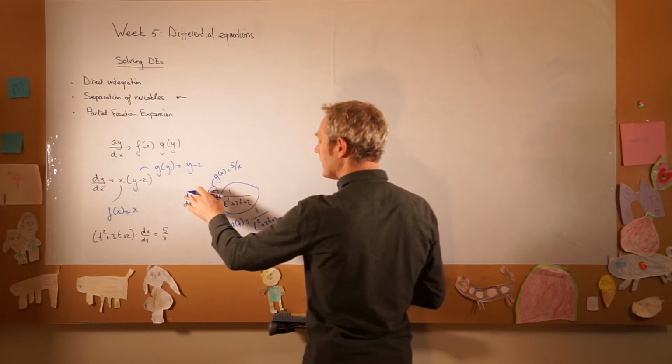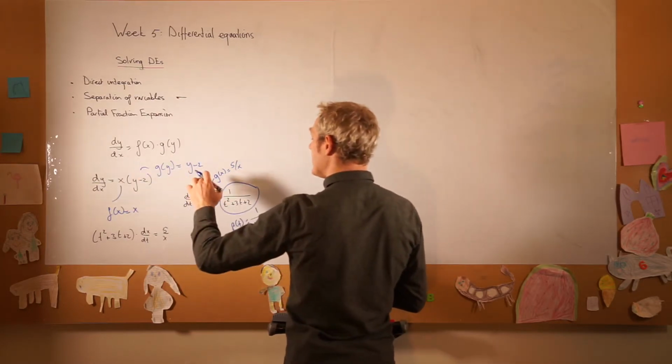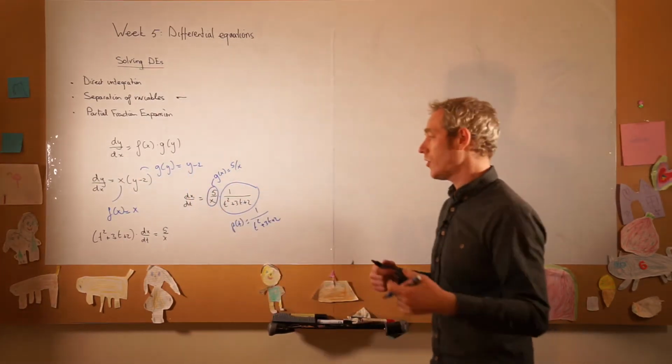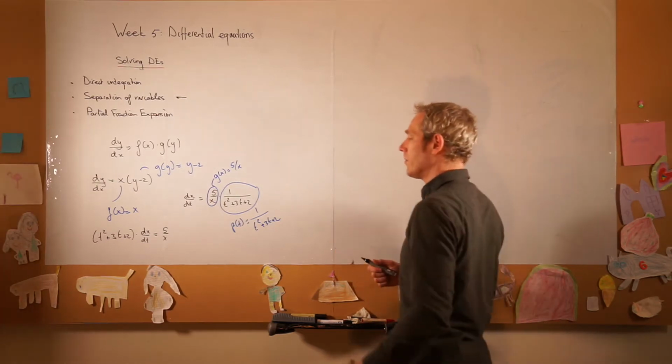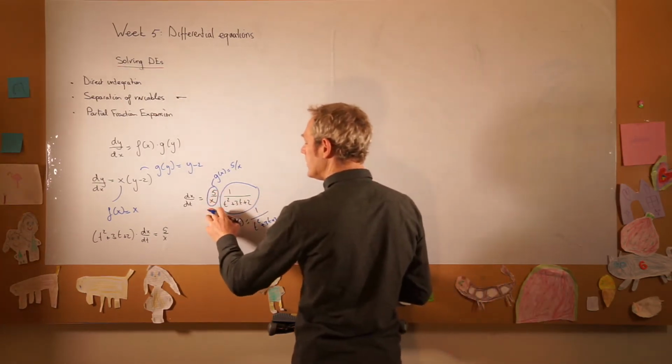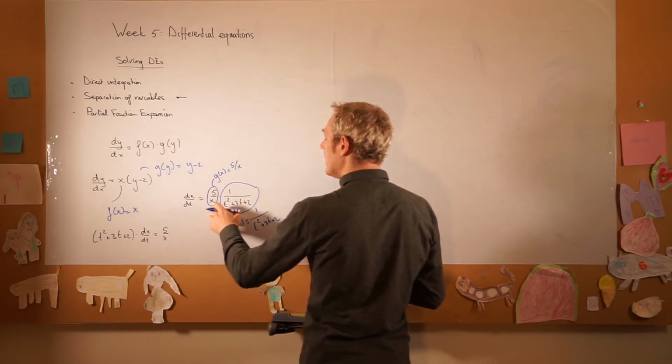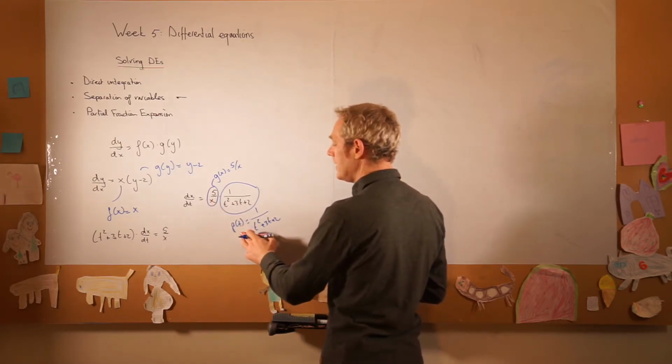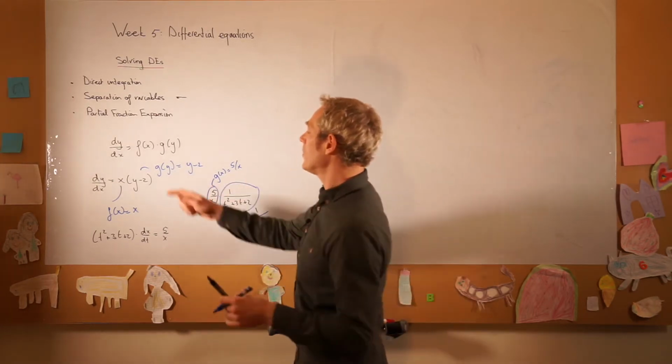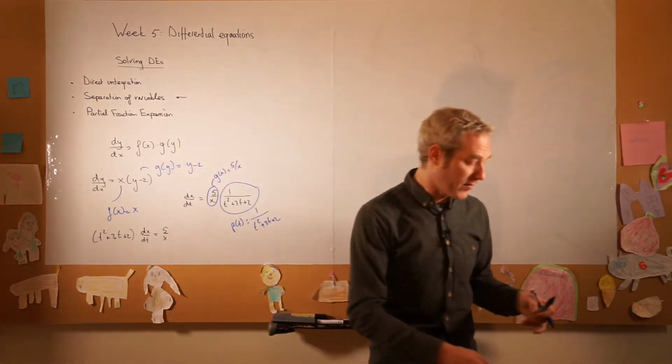Here the dependent variable is x, here it was the independent variable, but I mix it up to show you that you can come across any form here. So we have the function g of the dependent variable and the function f of the independent variable like this. So we're looking at differential equations of that form.